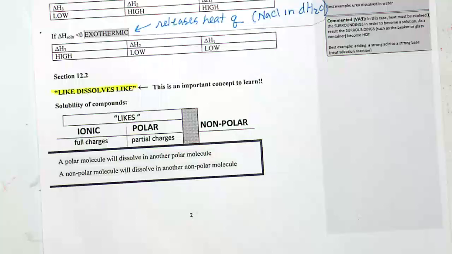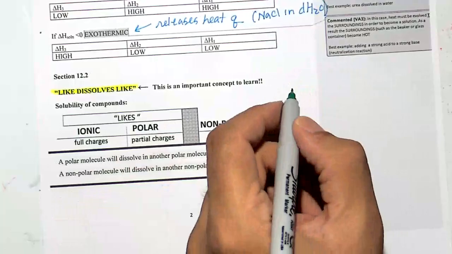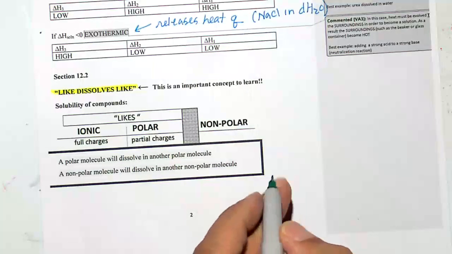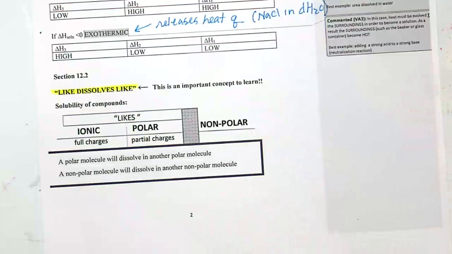All right, here's something I'd like for you guys to know. I'd like for you to know that one as well, but this is something you'll see a lot in chemistry, and that is like dissolves like. It's something I'd like for you to know, and it's very simple. If we were to determine what can go into what, what dissolves into what, we will use like dissolves like. So ionic and polar go together, and nonpolar go with nonpolar. So that's all that is.